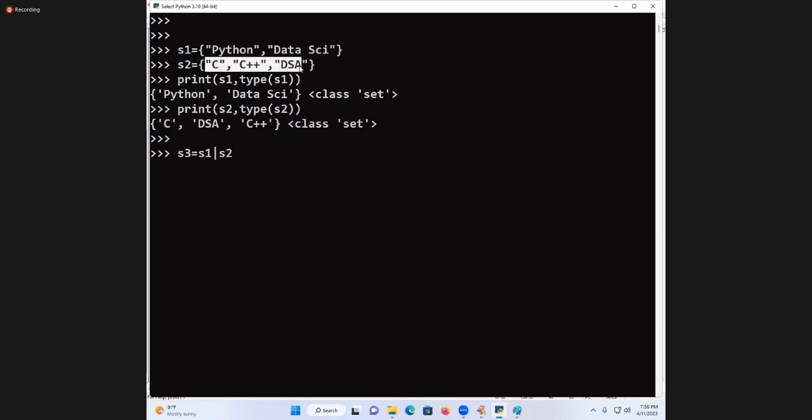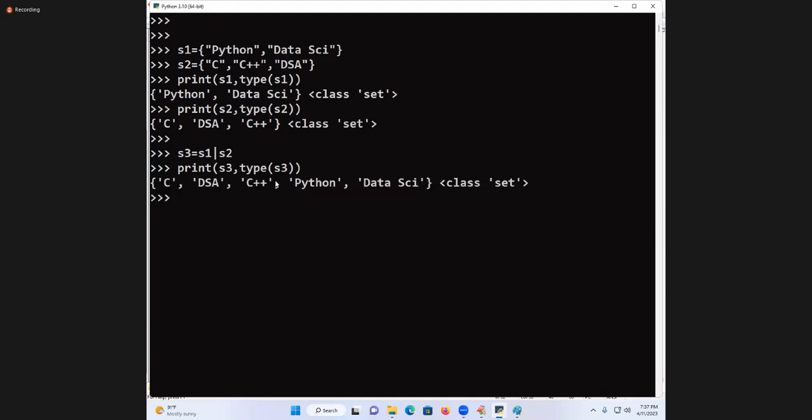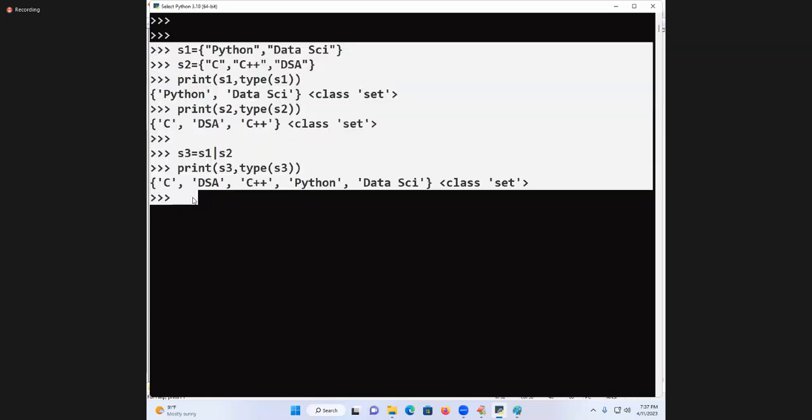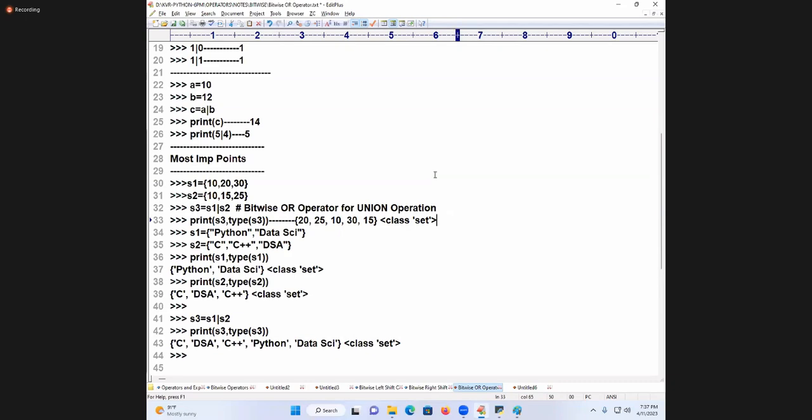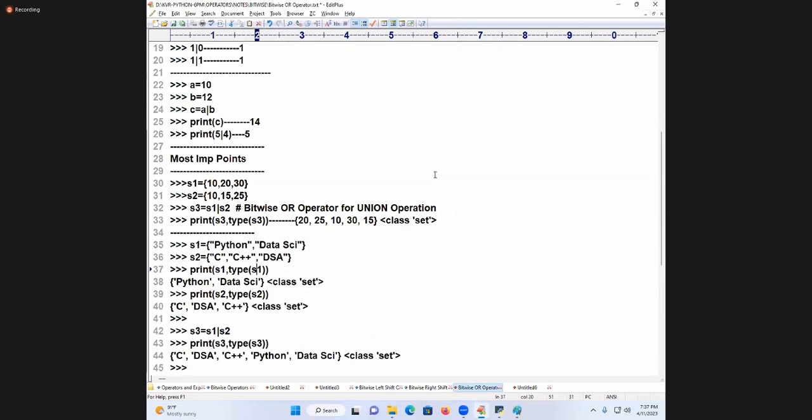Similarly, data science with all, 1 or 0, 1 or 0, 1 or 0, data science. Next, C with Python, 1 0. C++, 1 0. DSA, 1 0. So print what here? S3. Print S3. Are all the subjects coming or not? This is the important point, students. Are you able to get my points? So this is called OR operator.